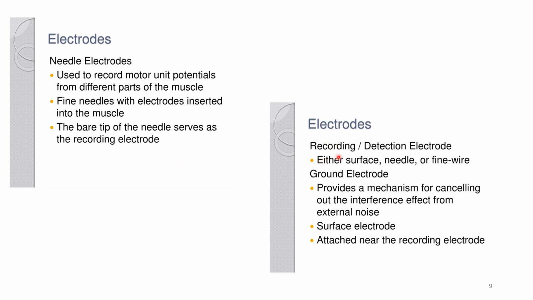And the recording or detection electrode. They are either surface electrode or needle electrode or fine wire electrode. So they are the recording and detection electrode. And we need a ground electrode also.